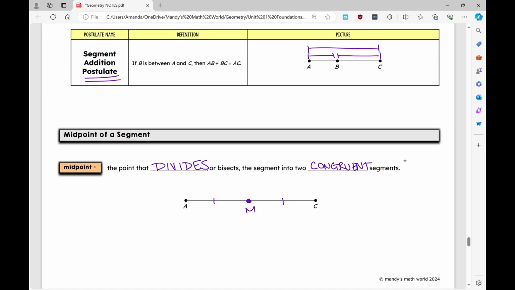So let's write this down so when you refer to these notes later, you know what you're talking about. Point M bisects segment AC. That's what we have basically done. So what does that mean? This means that segment AM is congruent to segment MC.